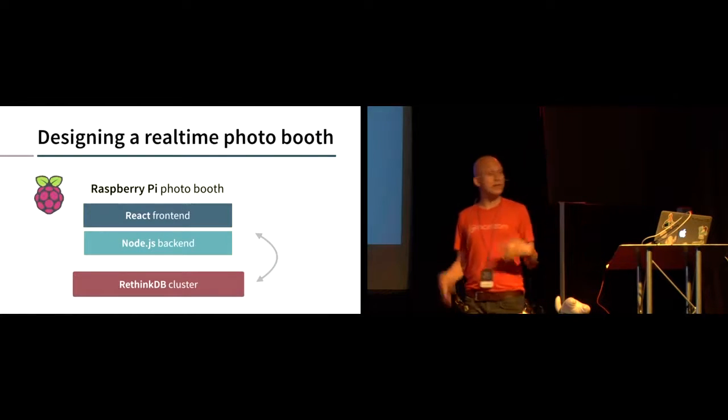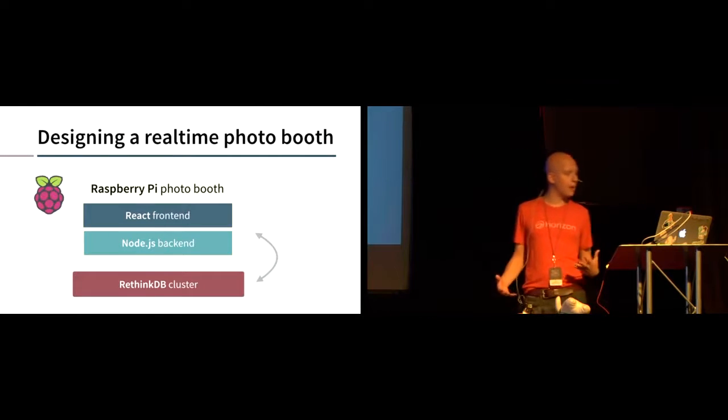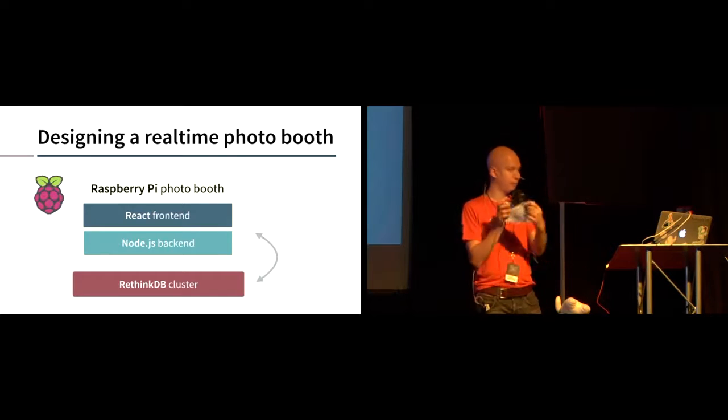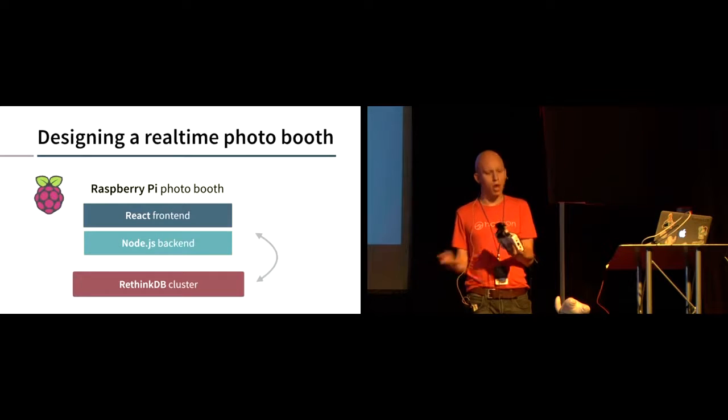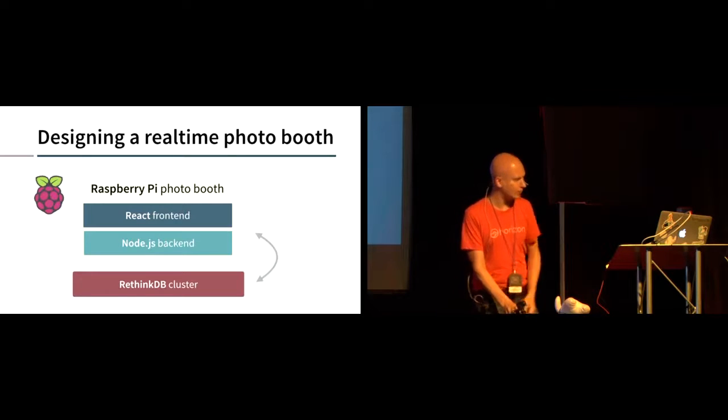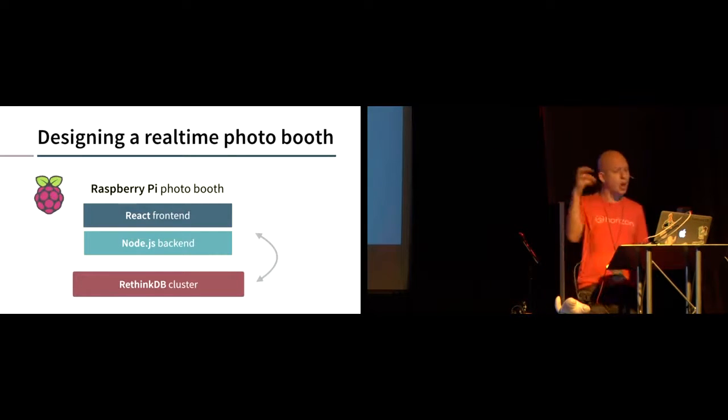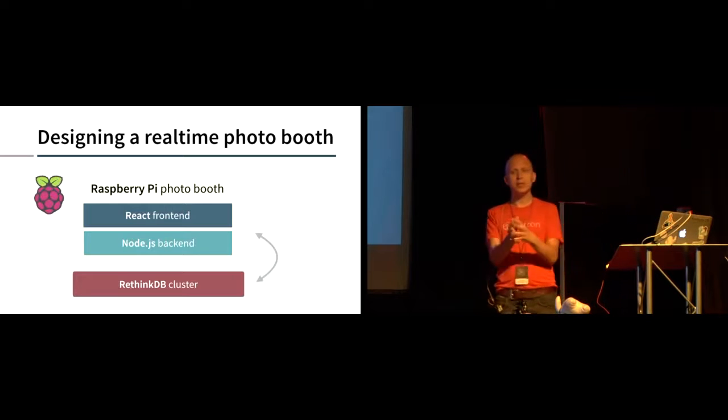So in designing this photo booth, there are a couple of things to think about. You have your Raspberry Pi photo booth, which has a React front end and a Node.js back end. In this case, it's running Koa and Socket.io. And it's talking to a RethinkDB cluster. So RethinkDB is a distributed database.